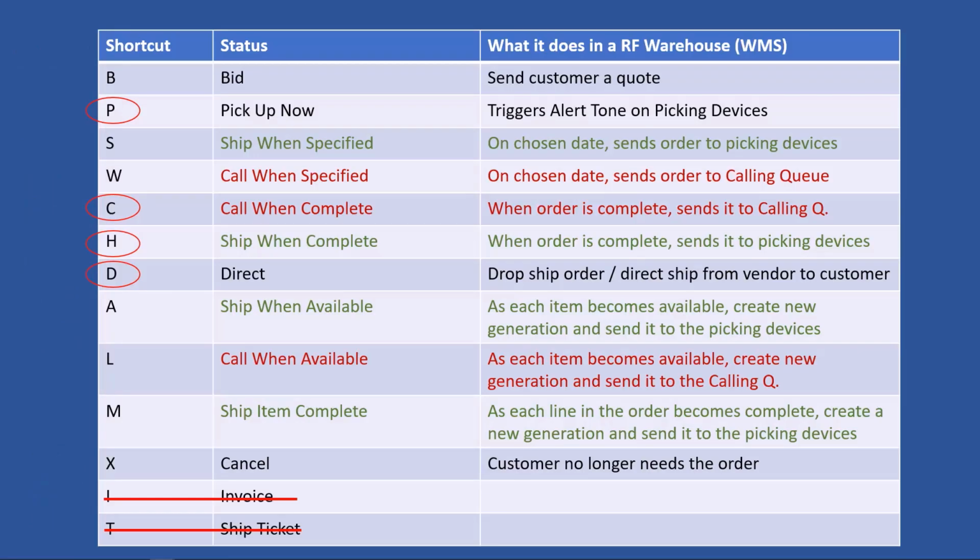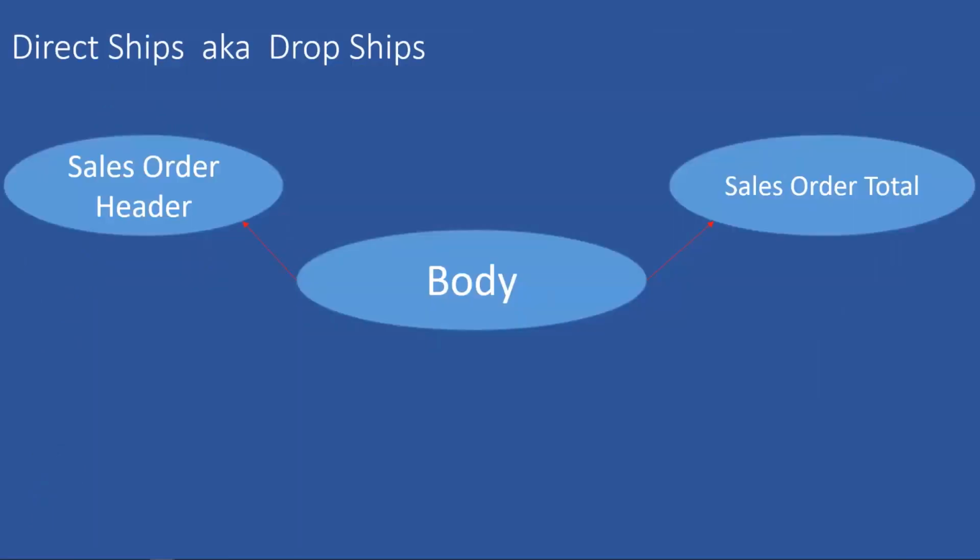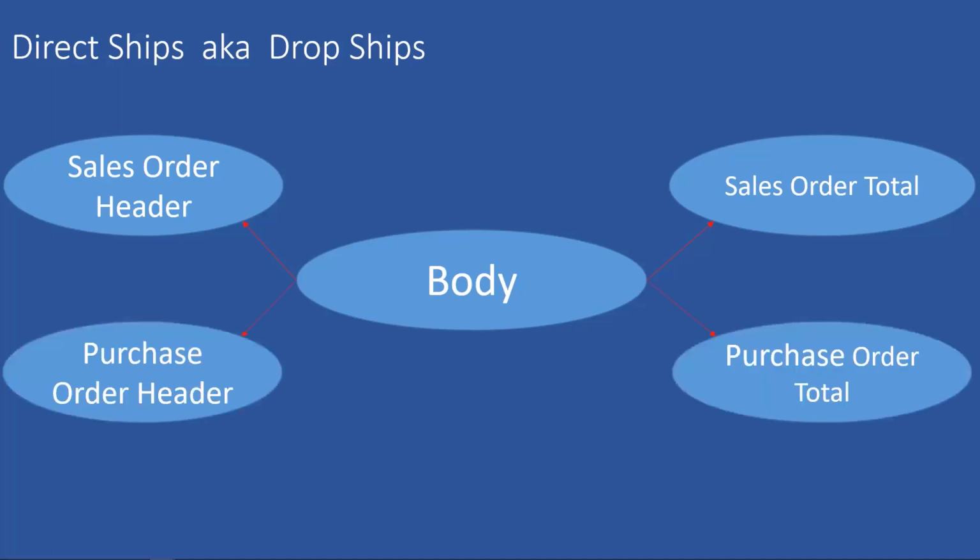But what about this direct? A direct is interesting. A direct order or a dropship order has a sales order header and a sales order total and a sales order body. But it also has a purchase order header, a purchase order total. Every dropship done within Eclipse is done at the sales order level, not at the purchase order level. And your sales order becomes your purchase order. Let's see what this looks like in Eclipse.